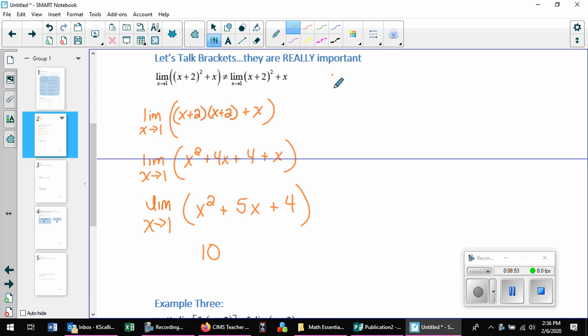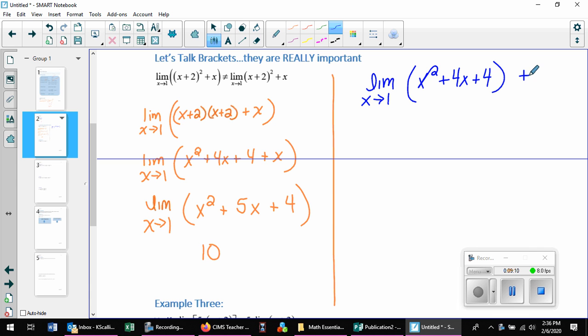So if I do this one, this is just going to be the limit as x approaches 1 of x squared plus 4x plus 4. And then I've got a random x over here. The limit is only applied to this bracket. It's not applied to that. It's like, take the limit of this and then slap that on at the end. So if I evaluate the limit of this function when x is 1, what's the value of this when x is 1? Now it's 9. So this is 9.